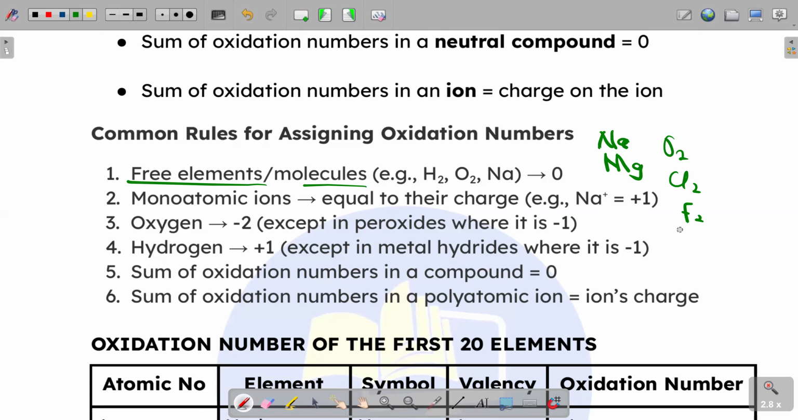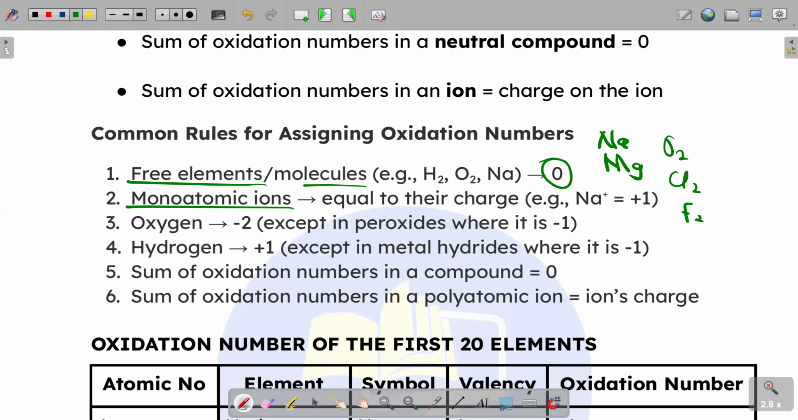Also, neutral molecules or free molecules like oxygen gas, chlorine gas, fluorine gas, and so on, usually have an oxidation state of 0. Okay, monoatomic ions, as we have discussed earlier, have an oxidation state equal to their charge.